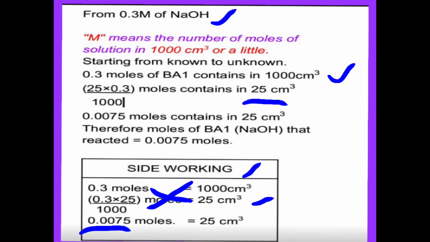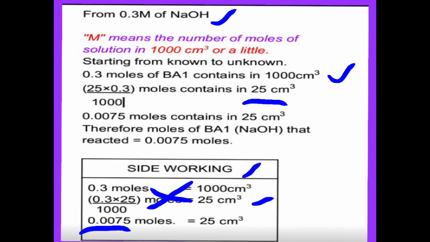But I want to make myself clear, we don't use formulas in chemistry. In chemistry, we use statements. Examiners may not mark your formulas, or if they do, you get little marks. So make sure you use statements as I've used mine here. You start by saying 0.3 moles of Ba1 contained in 1000 cubic centimeters. What about 25? You cross multiply, get 0.0075 moles contained in 25 cubic centimeters.